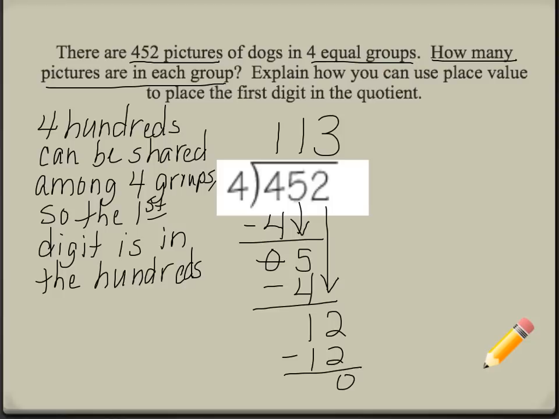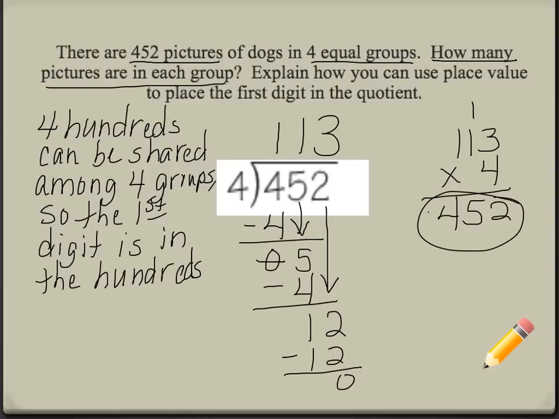Remember how I showed you to check? I can take 113, my quotient, times the 4 groups. I have no remainder to add, and yes, this checks. So I know my answer is correct with 113. Okay, go ahead and copy down the information for this problem in your notes.